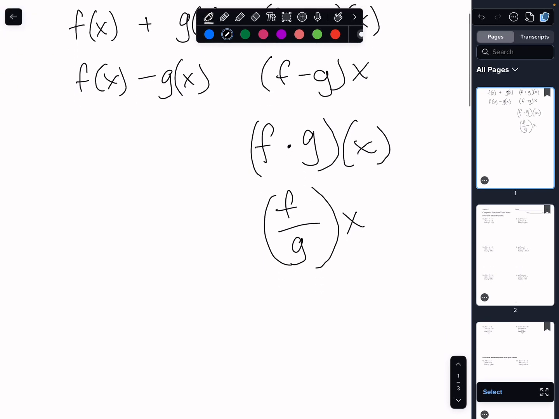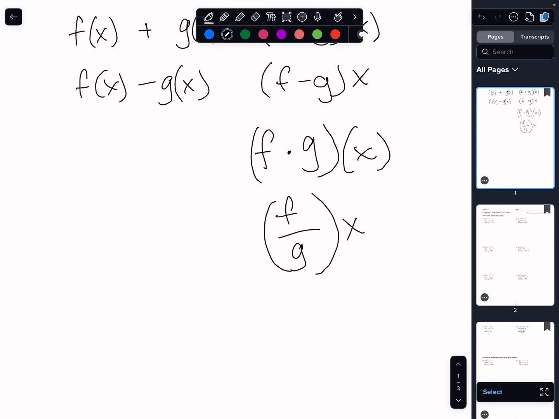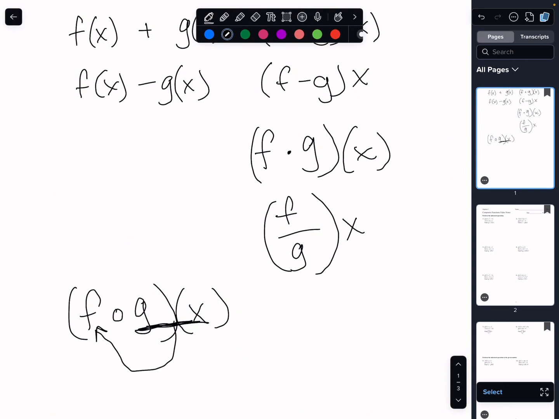Then we're going to get to some that are going to look like this. And there's a circle, and that does not mean multiplication. What that means is we're going to take g of x and plug it into f of x. And I'll talk about what that means in a minute.